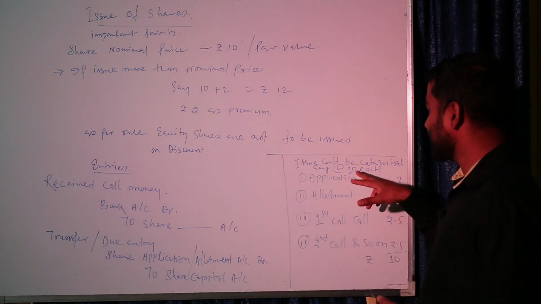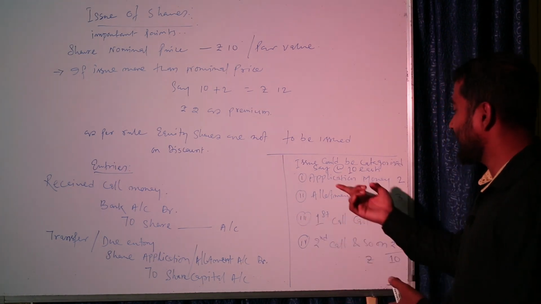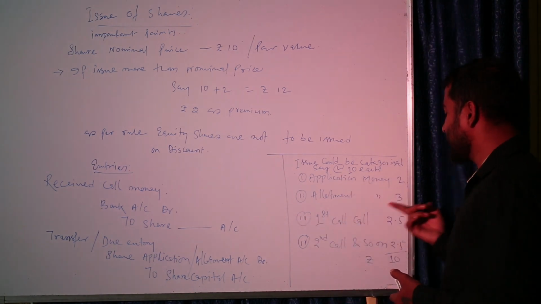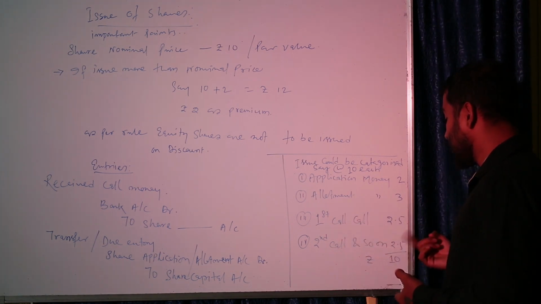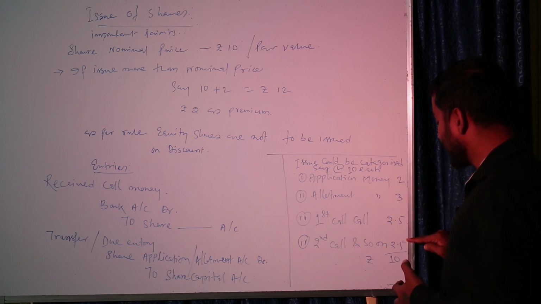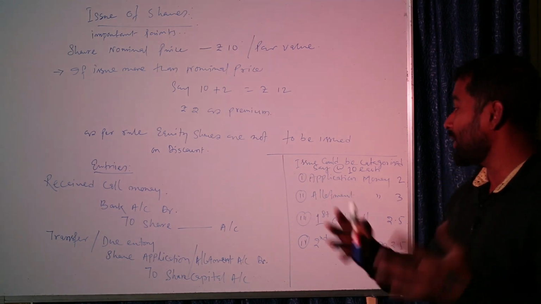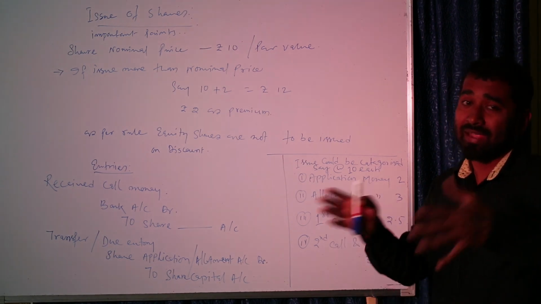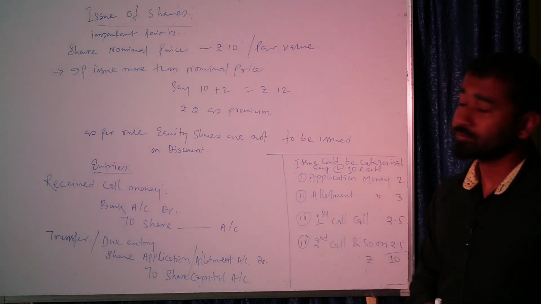Say, for example, the share value is 10 rupees. I can categorize it as application money rupees 2, allotment money rupees 3, first call rupees 2.5, second and final call rupees 2.5. I can also do it in a manner like 2, 3, 1, 1, 1. That is the company's rules and policies, how they have categorized the total nominal value into how many parts.